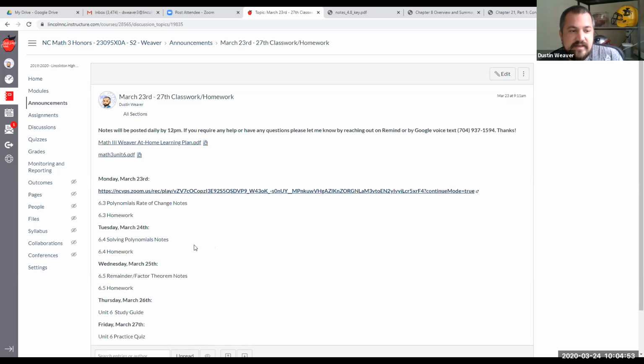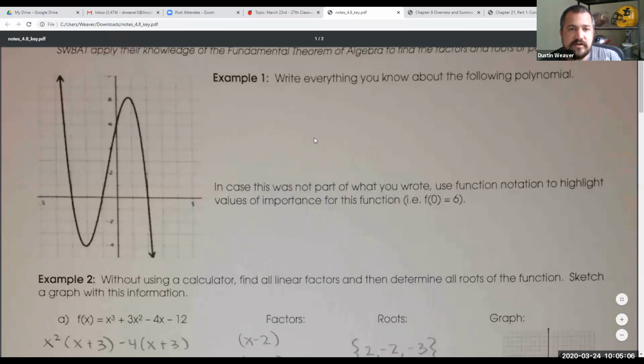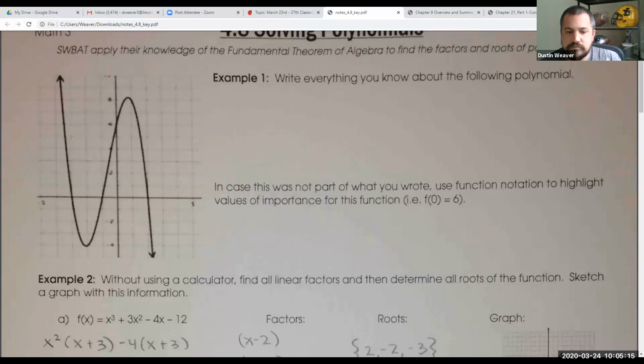Okay, so today is Tuesday, so 6.4 is solving polynomials. If you'll get your notes for 6.4, I'm going to pull it up. It should be right here, solving polynomials. Is everybody ready to go in the chat? Can everybody hear me and be at the right spot? Everybody has this paper. Thank you.